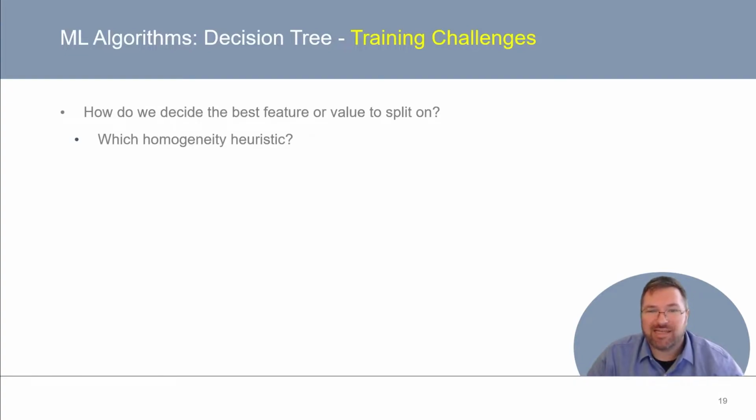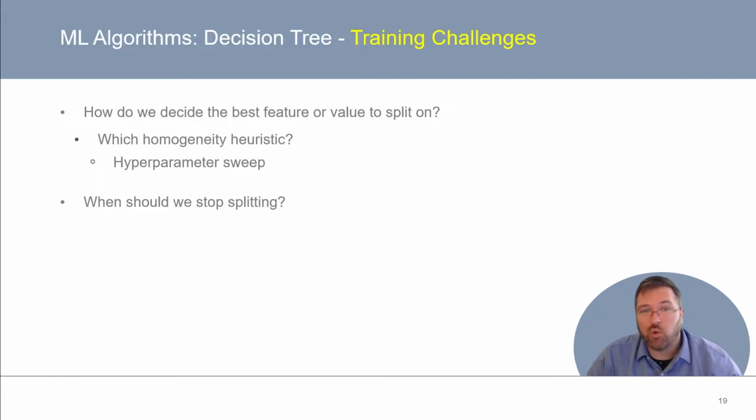First, how do we decide the best feature or respective value to split on? The sequence of features that get chosen can sometimes be different based on the homogeneity heuristic that we choose as our hyperparameter. Usually the best way to address this question is with a hyperparameter sweep, exploring this criterion as one of our hyperparameters. Another challenge is to decide when or under what circumstances we should stop splitting along a given branch. Again, this is something that can typically best be addressed with a hyperparameter sweep.